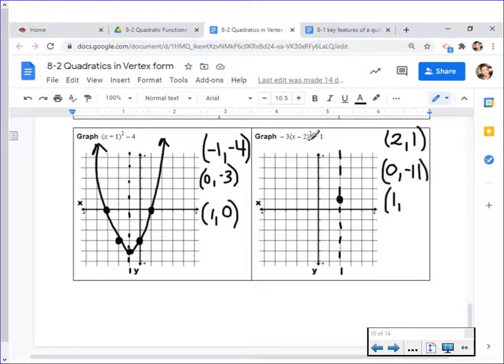1 minus 2 is -1. -1 squared is just 1. 1 times -3 is -3. And what's -3 plus 1? There's a point that's actually going to fit. We're going to go over 1, down 2. We know that the other point's going to be way down here, which means there's nowhere I'm going to have another point. So I'm just going to reflect this one, and I'll only have 3 points on this parabola.